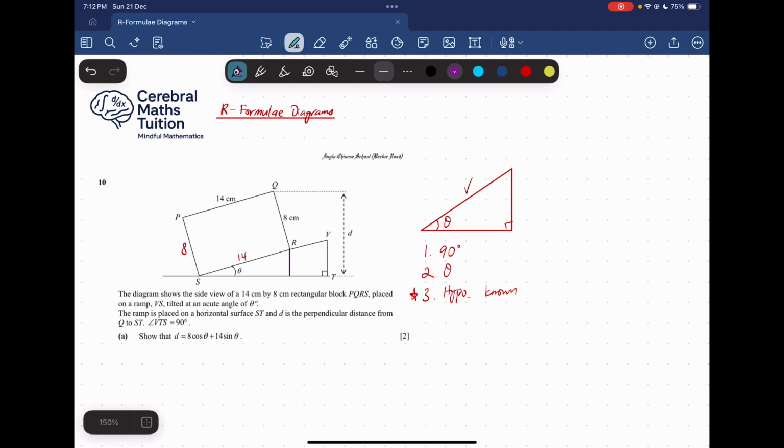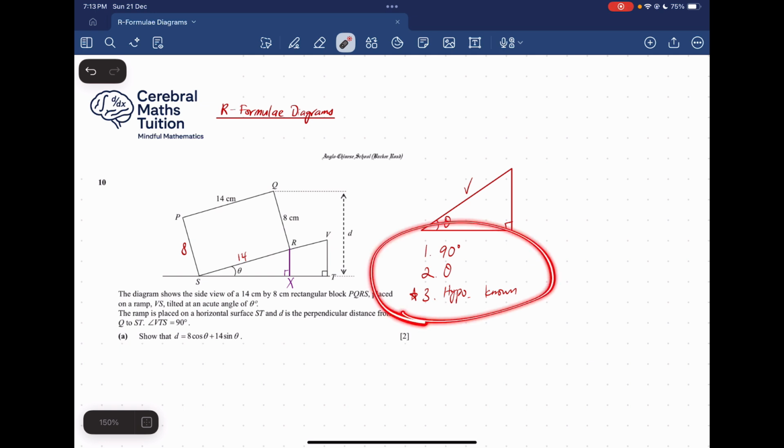Since the purple line is vertical, while ST is horizontal, they are perpendicular, and I get a right-angled triangle. Let me just name it triangle SRX, let's call it X. Triangle SRX has all three elements present: 90 degrees, theta, as well as the known hypotenuse.